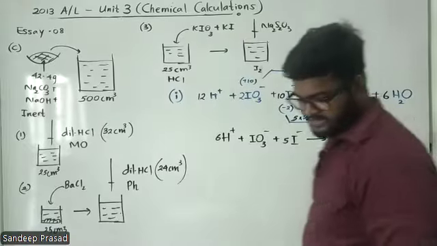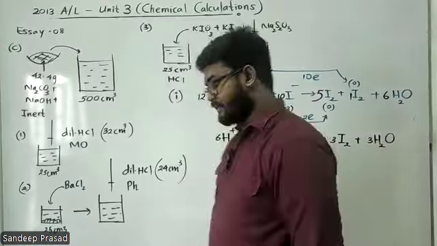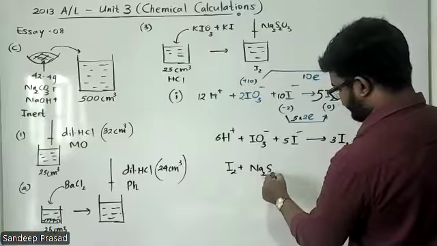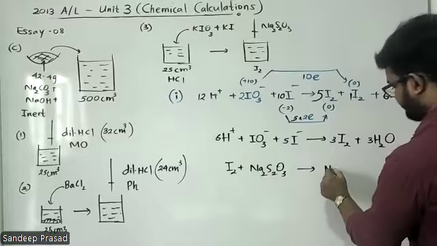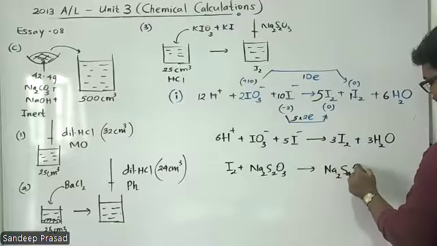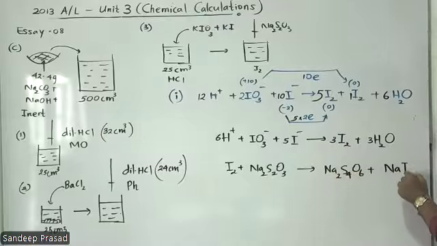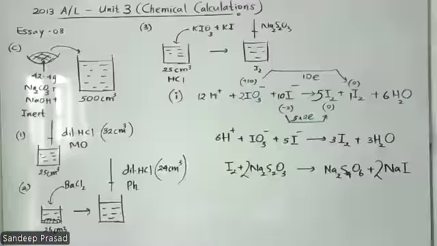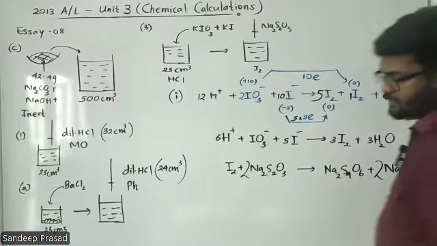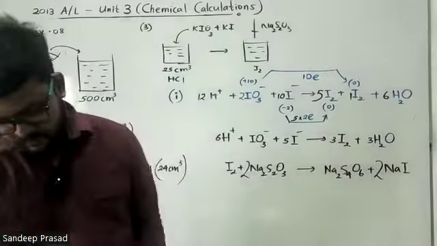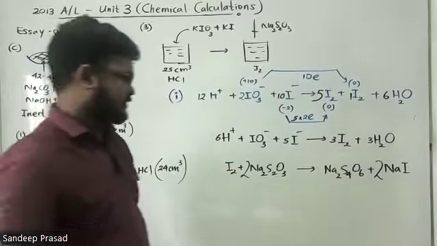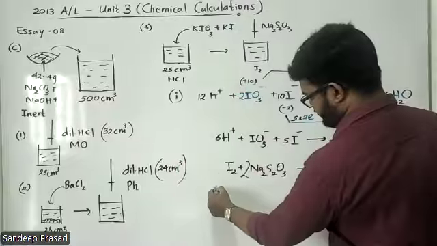And then this iodine is titrated with sodium thiosulfate. That reaction can be written as Na2S2O3 producing sodium tetrathionate Na2S4O6 plus sodium iodide NaI. Then put 2 here and 2 here, and the reaction is balanced. The consumed volume of sodium thiosulfate is 12.5 and the concentration is 0.5. Then you can find out the number of moles of thiosulfate.